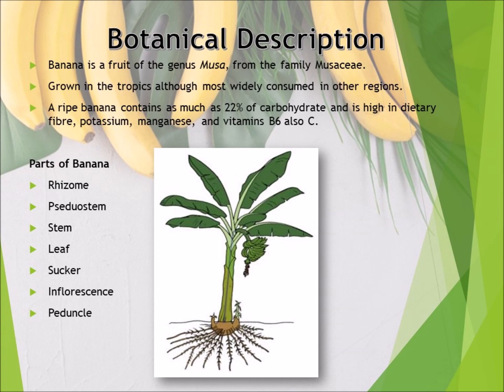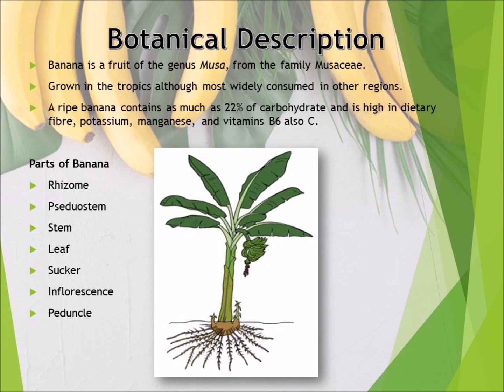Banana is a fruit of the genus Musa from the family Musaceae. Bananas are grown in the tropics, although most widely consumed in the other regions. A ripe banana is high in nutrients that is good for the human diet. It contains as much as 22% of carbohydrates and is high in dietary fiber, potassium, manganese, and vitamins B6 and also vitamin C. That is a general description of banana.